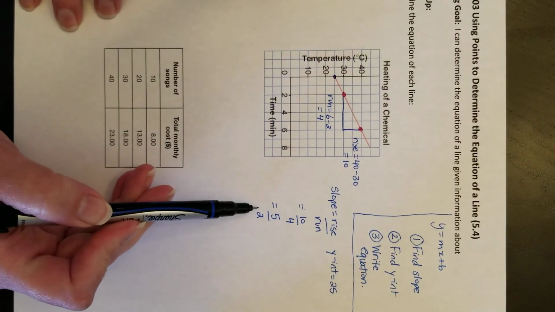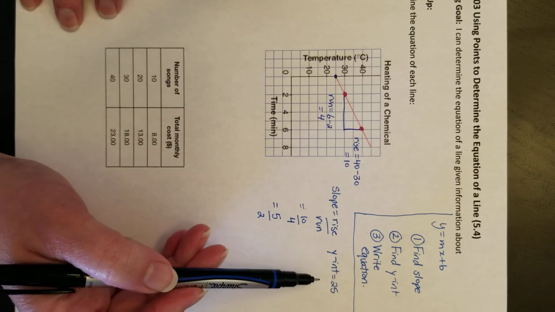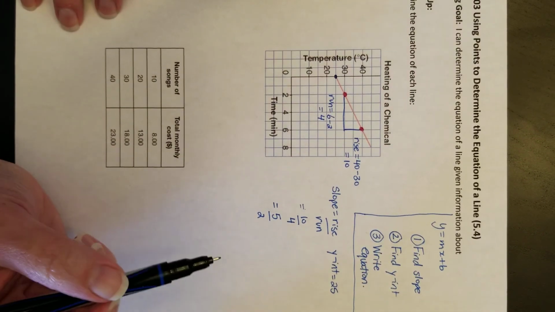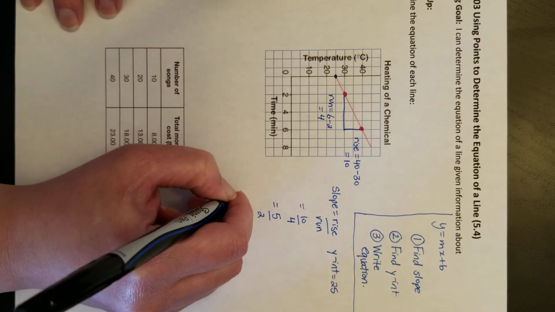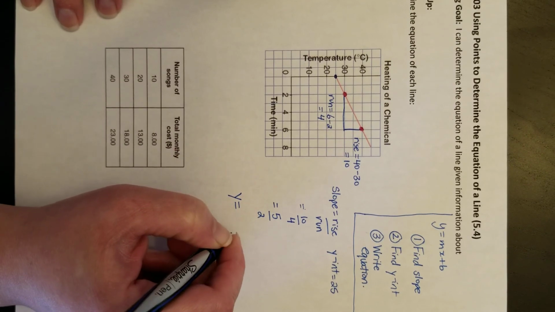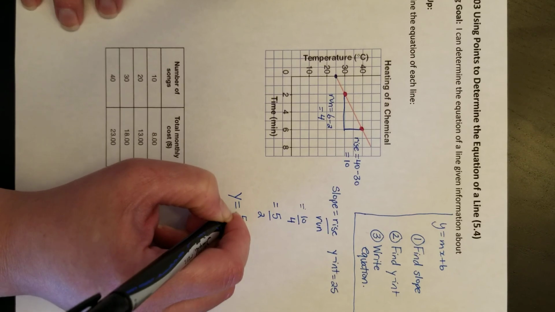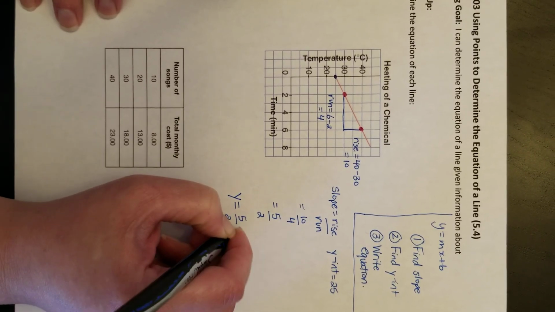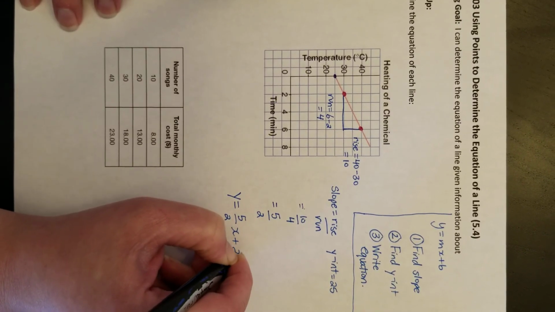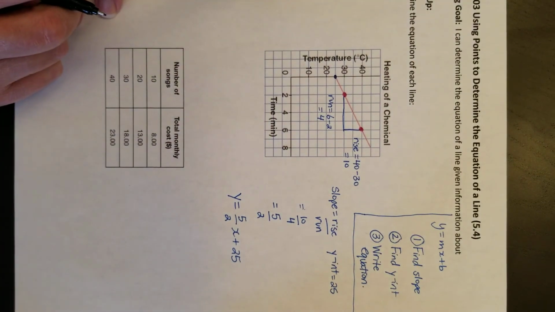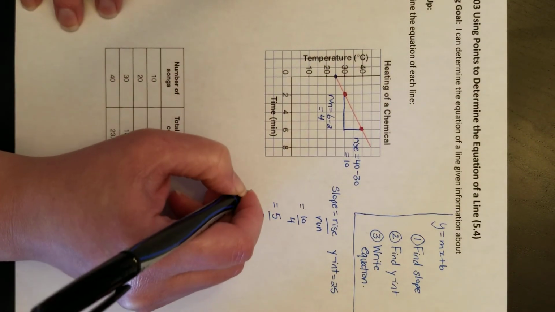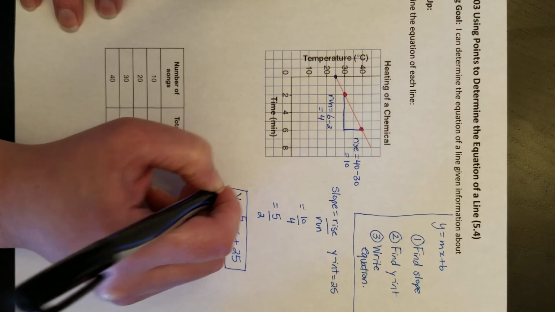So my first step is to find the slope, my second step is to find the y-intercept, and the last step is to write the equation. The equation of this line is y equals mx plus b, where 5 over 2 is my m, or my slope, and 25 is my b. So that's the equation of my line from the graph.